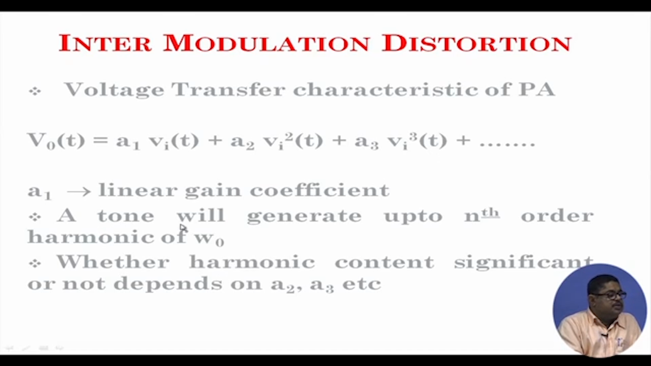So, we say that if we have nonlinearity like this, up to nth order, that means I have a sizable term up to Vi to the power n, then a tone will generate up to nth order harmonic. Now, whether the harmonic content is significant or not depends obviously on these coefficients A2, A3, etc. This is called the second nonlinearity component, this is called the third nonlinearity component. If they are significant, then we will have significant harmonics, otherwise not.